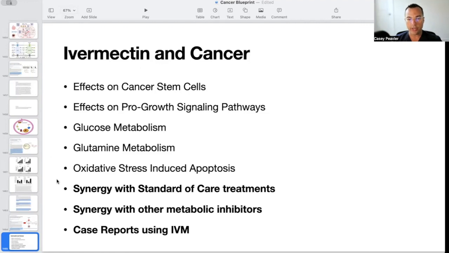In the next video, we're going to talk about how ivermectin synergizes with standard of care, how it synergizes with other metabolic inhibitors, and we're going to look at a couple of case reports looking at ivermectin used in clinical medicine.